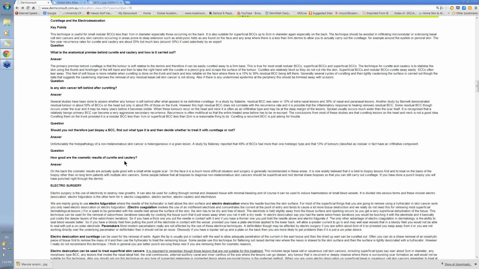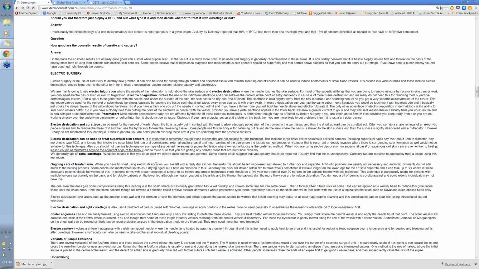Now, electrosurgery, read a little bit about this, know the difference between electrofulguration and electrodesiccation. In electrofulguration, the needle of the hyfricator is held above the skin surface, and you get the sparks from the tip of the needle down to the skin surface. And electrodesiccation is where the needle touches the skin surface. Usually we just use a little bit of electrofulguration, probably with most of the things that we in fact treat.